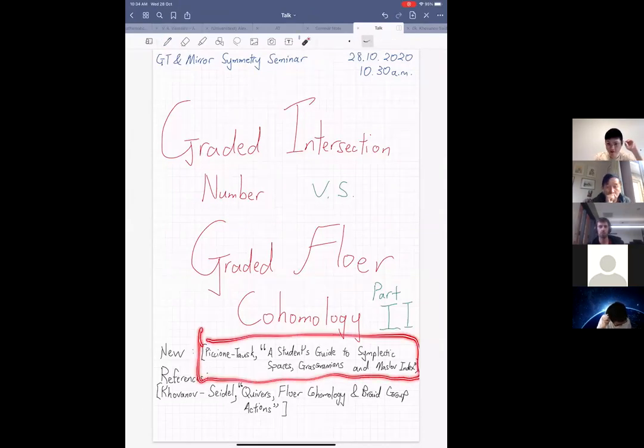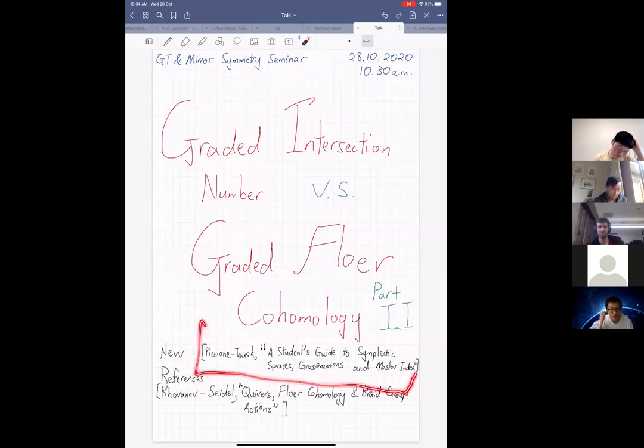I include a new reference. This reference is very good, found by Matilda. So they have all the background for Lagrangian, Lagrangian Grassmannian, and then Maslov index. Quite comprehensive, but a lot of detail you need to go through.